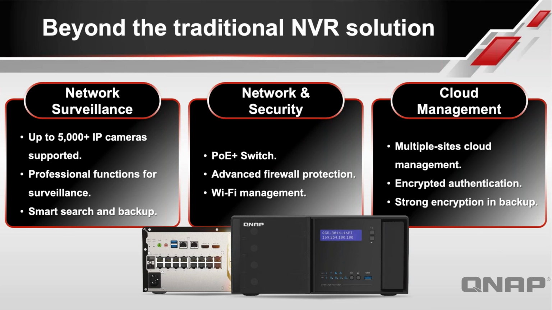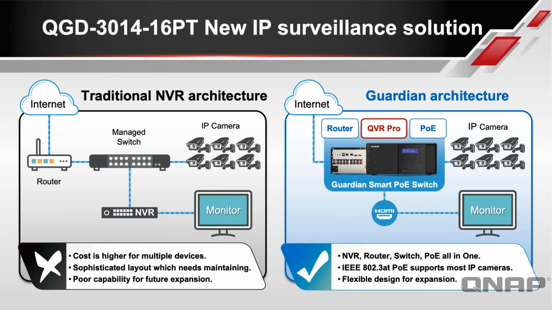So if we go on to the next slide and do a side-by-side comparison, if you see a typical IP surveillance setup on the left there versus ours on the right, the Guardian is going to be much more simple and efficient. On the left, the traditional setup would be to connect to the internet via your router, then use a managed switch to connect to the cameras, then separately connect to an MVR and then output to your monitor. With the Guardian on the right, all of those appliances come under one unit. So we have the router, the surveillance software, the storage for your surveillance, the PoE switch for your cameras. That's all in one unit.